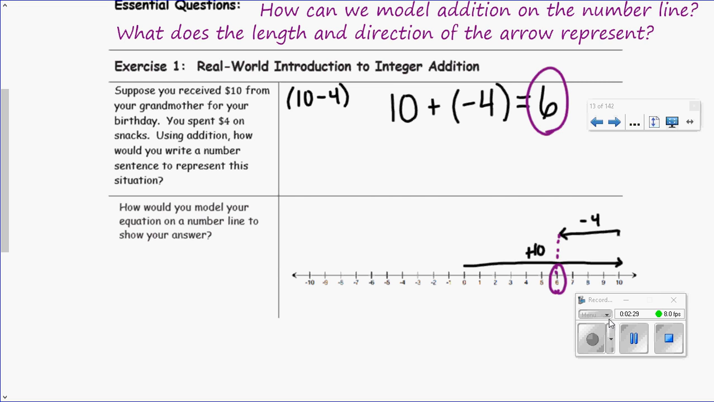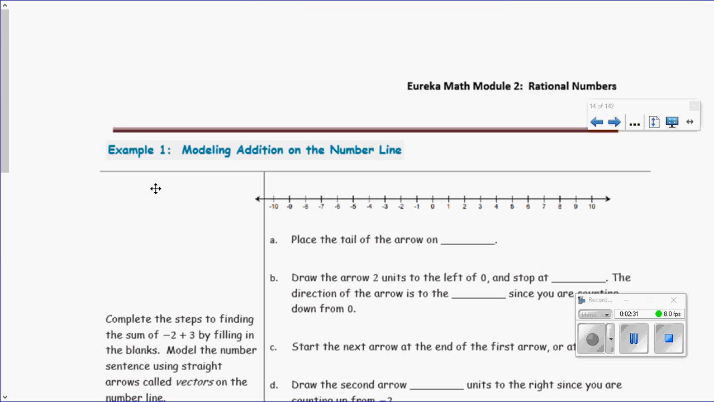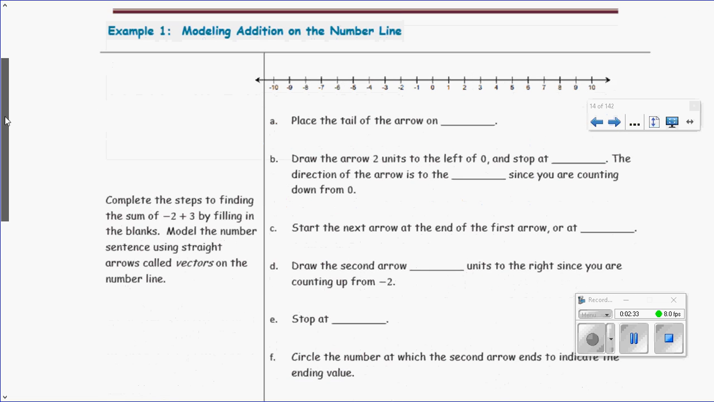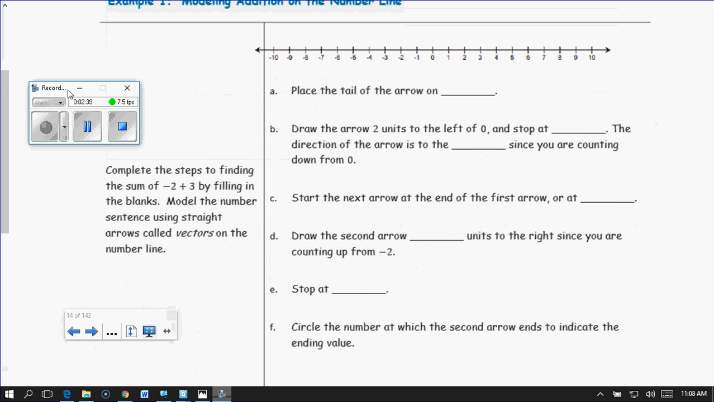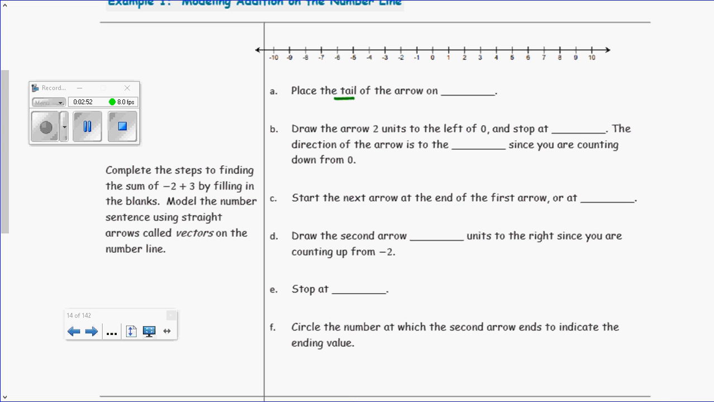That's on page 14. It says, complete the steps to find the sum of negative 2 plus 3 by filling in the blanks. We're going to use this number line and fill in A through F. We're going to model a sentence using the number line, and these arrows are called vectors. The first thing we want to do is place the tail, think of the tail as the end, of the arrow on 0. We always want to make 0 our starting point.